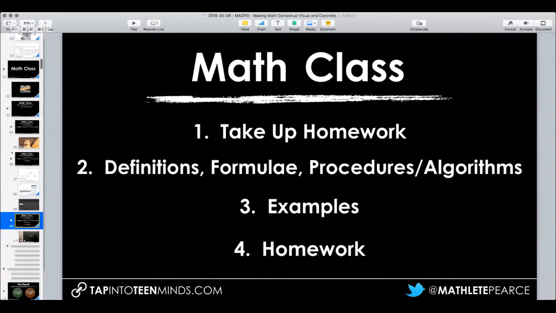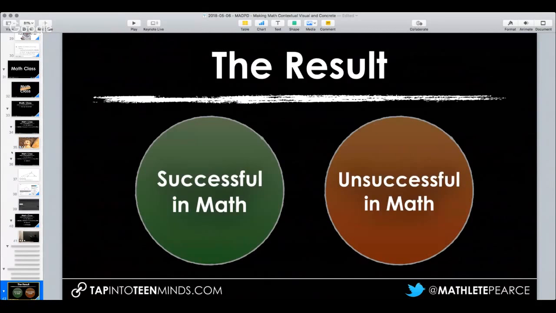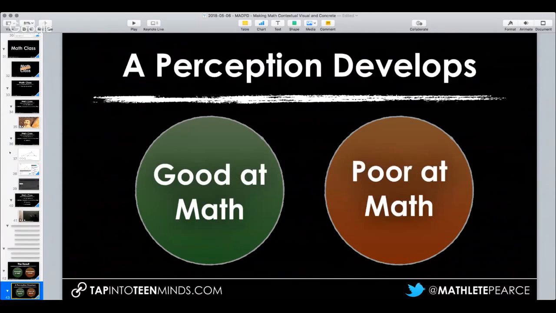The result for me was I ended up with 2 groups of students. I had students who were successful in math class, or at least perceived themselves to be successful, and I had some other students who were unsuccessful in math class. Now, you can imagine if in a student's mind they feel that they're successful in math class, they might actually go on to believe that I'm good at math. And the students who don't feel successful may develop the perception that maybe I'm not so great at math.